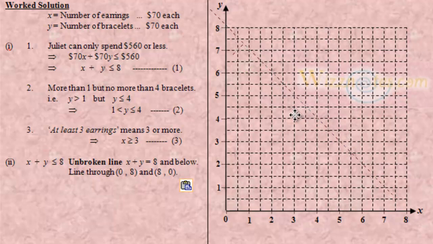Right, we can go ahead and put that line passing through 8 on the y-axis and 8 on the x-axis, and that's our line. Now this arrow below the line is to account for the region below the line. So we are saying that we want the line, so it is drawn unbroken, and we also want below the line. So the region that we are interested in so far is the line, and below the line. So that's our first inequality.